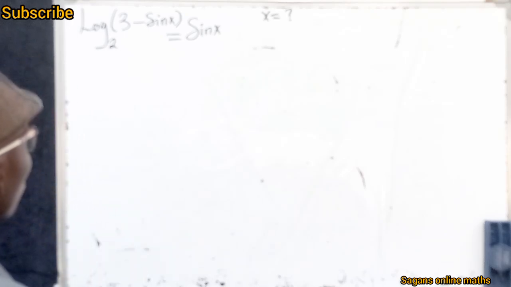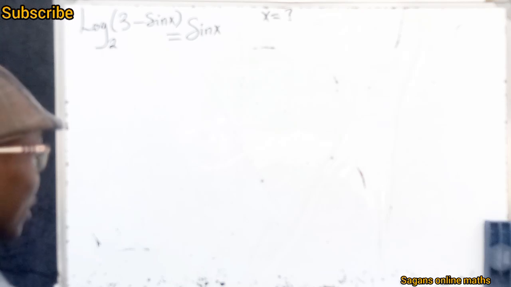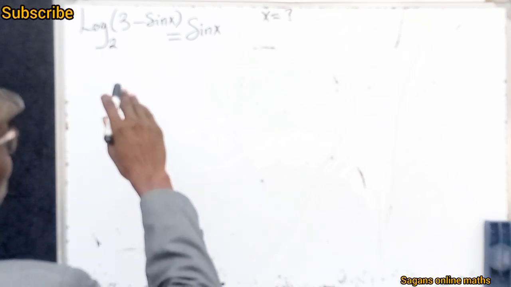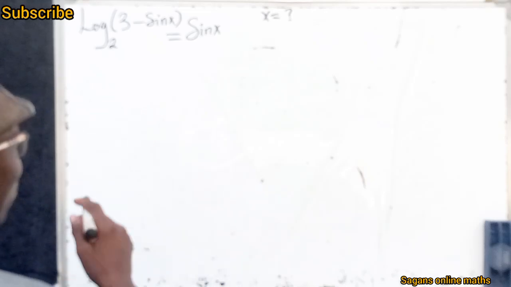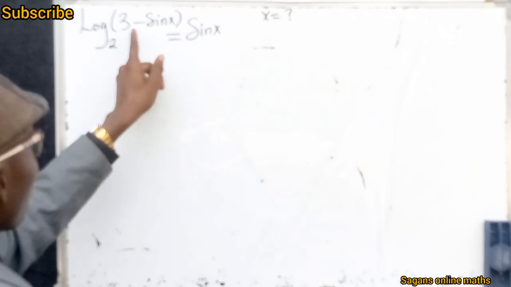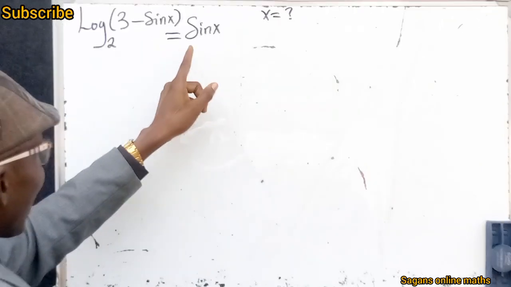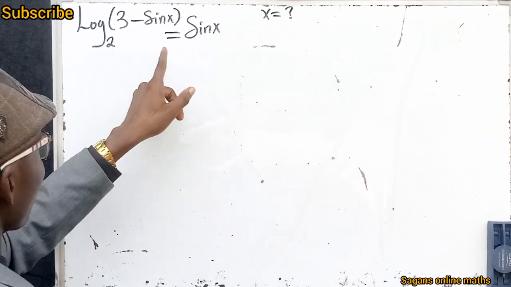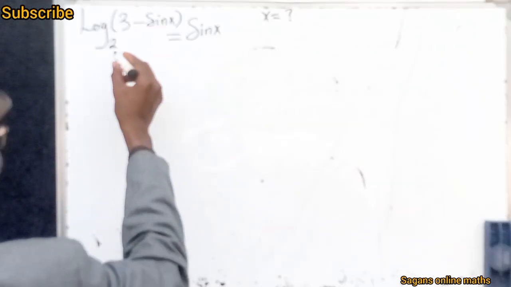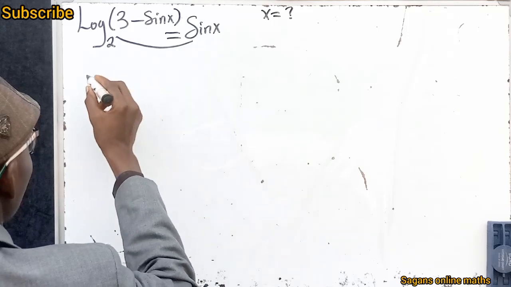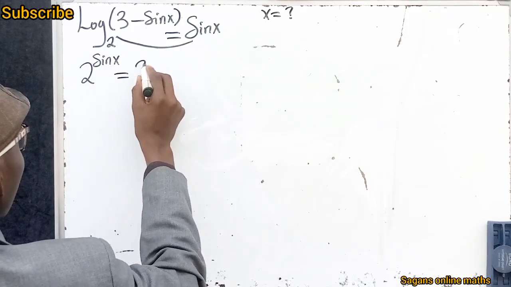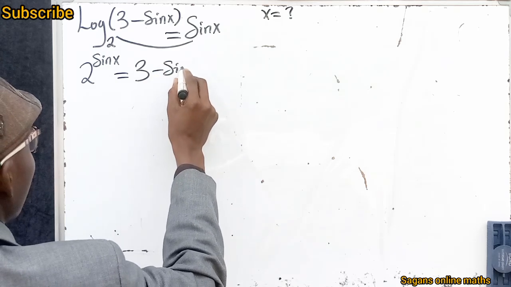Now our first step: let's obey the properties of logarithm. Remember that this is in logarithm form. Let's remove it from logarithm form to exponential form. That means 2 raised to the power of sin x is equal to 3 minus sin x, sorry for that, please. So 2 raised to the power of sin x is equal to 3 minus sin x.